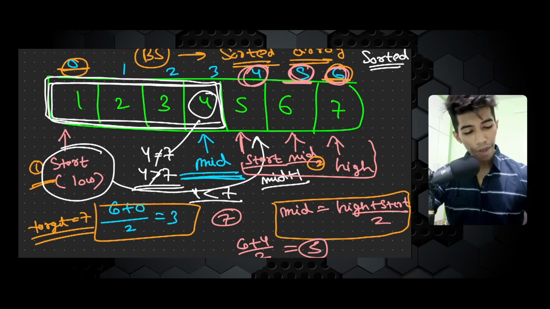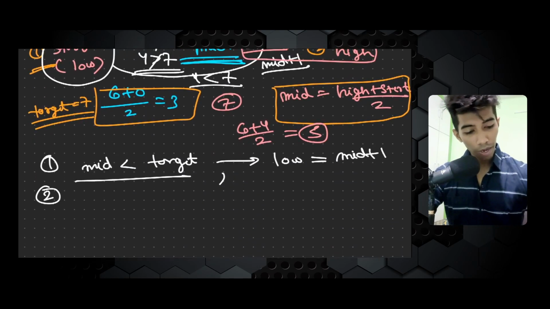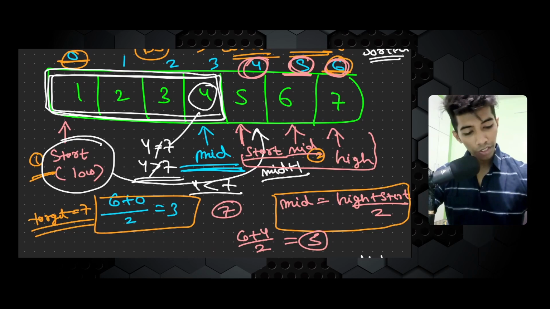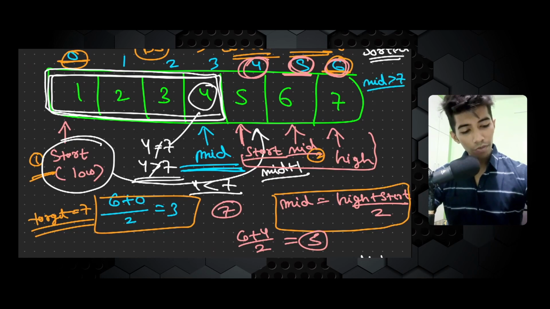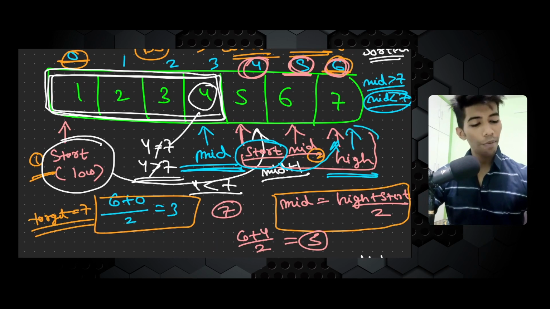Again I will compare whether my mid value, which is 6, is greater than 7, or my mid value is lesser than 7. So you will notice that it is lesser than 7. So again what do I have to do? This start will come over here where the high is, and then we will be comparing again.